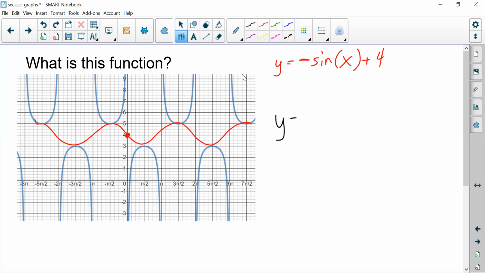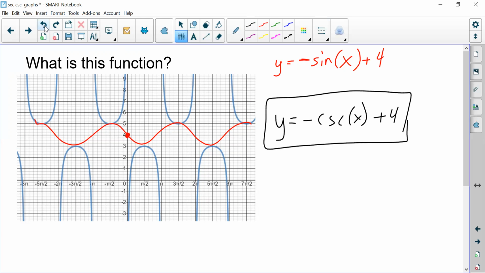How does that help you? Well, if you want to get the blue graph, then you take the reciprocal of the sine function. So it's cosecant. So you're going to rewrite this whole thing. You're just going to replace sine with cosecant. And then you're done with that.